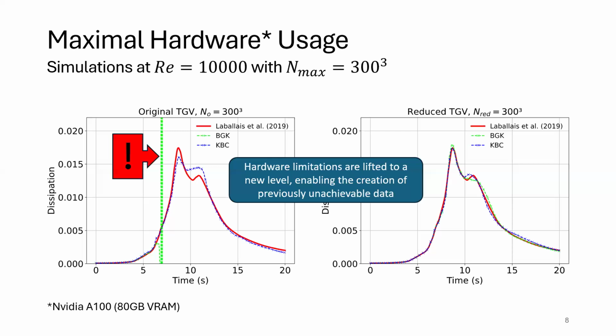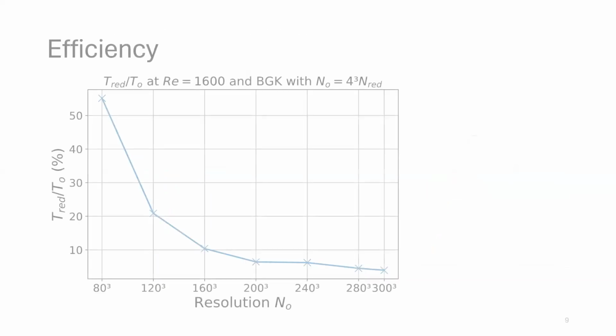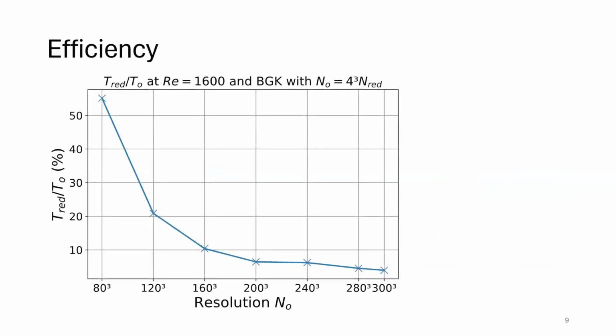So hardware limitations are lifted to a new level, enabling the creation of previously unachievable data. Now we're going to take a look at the efficiency when we work with the identical resolution. So we did simulations at a Reynolds number of 1,600 with different resolutions. These resolutions are the resolution of the original Taylor-Green vortex.